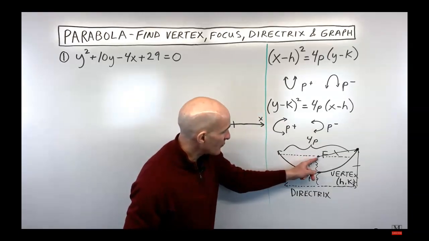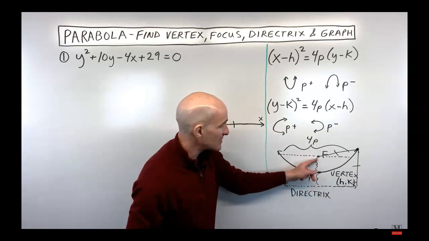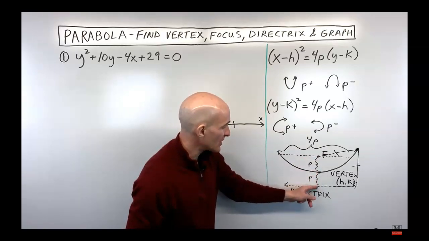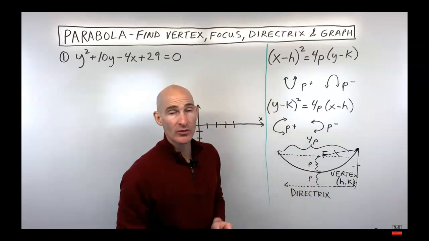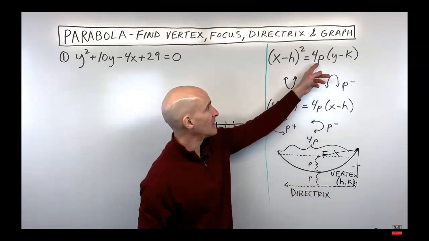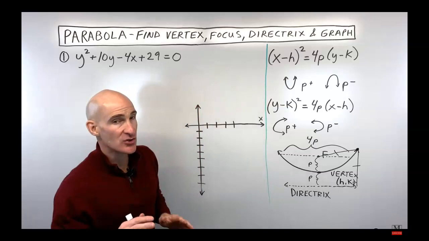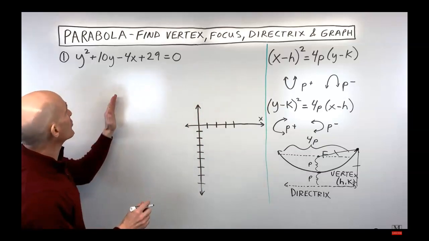So that distance right there from the focus to the vertex, we call that distance P. The distance from the vertex to the directrix is also equal to P. And you'll see that coming into play in both of these equations. So let's go through two examples. I'll show you how this works.